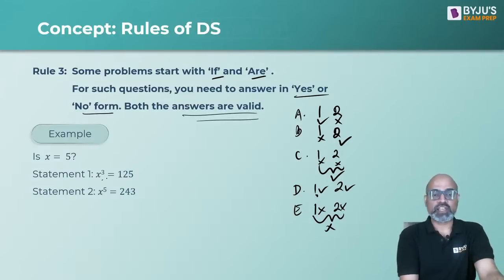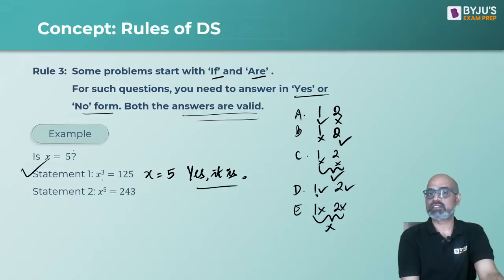So first question, x cube is equal to 125. What is the value of x? 5. Did I just answer this question? Yes. Is x is equal to 5? Yes, it is. So answer आ गया. I was able to answer this.